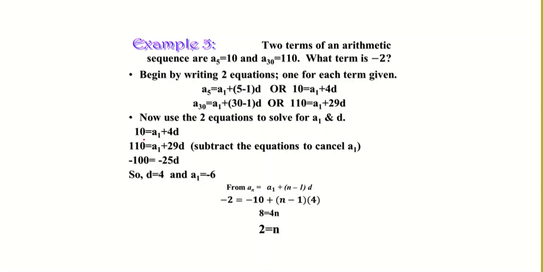So 10 is equal to a sub 1 plus 4d, and 110 is equal to a sub 1 plus 29d. Subtract that one and cancel a sub 1. You will be left with d equal to 4. And you can solve for a sub 1 by substitution, and you will get negative 6. Then, since you're asked to solve for the position of negative 2, by substitution in the general formula, you will have n as 2. Therefore, negative 2 is in the second position, or that is the second term in the sequence.